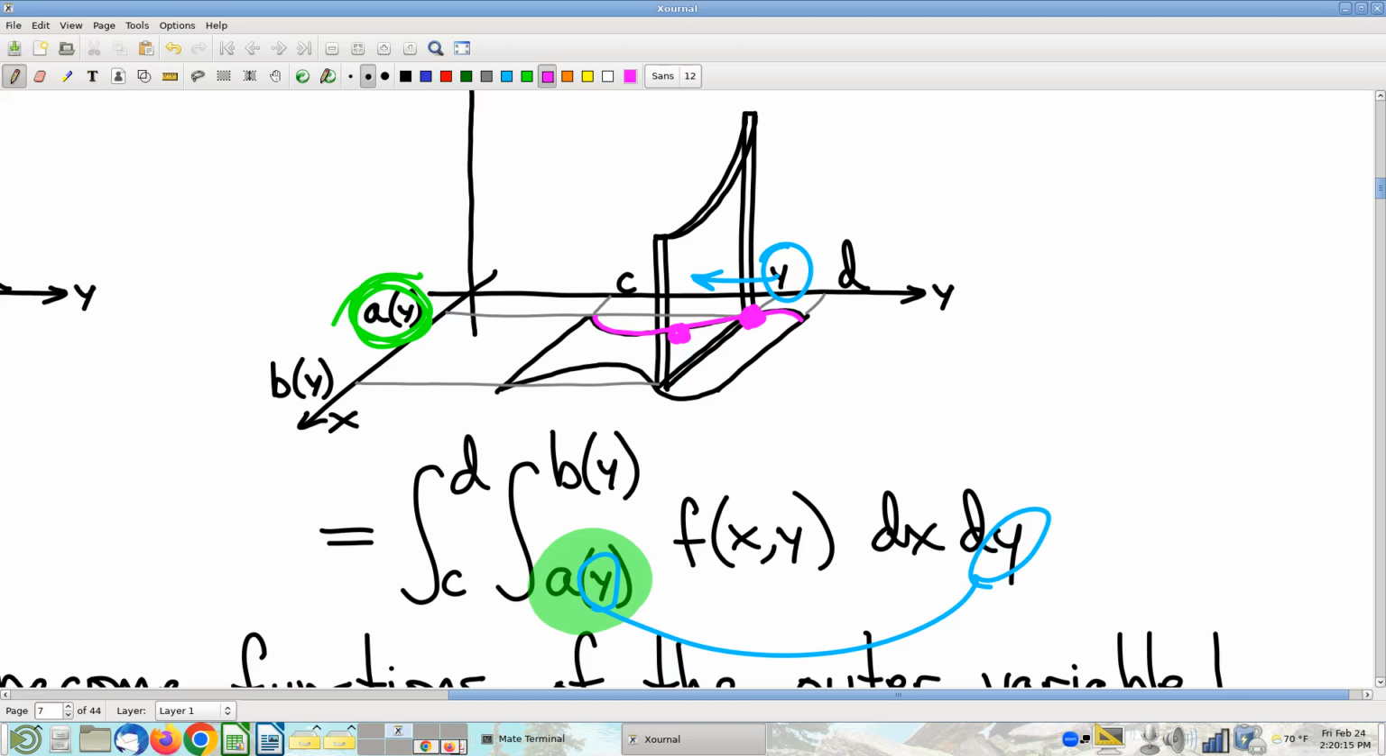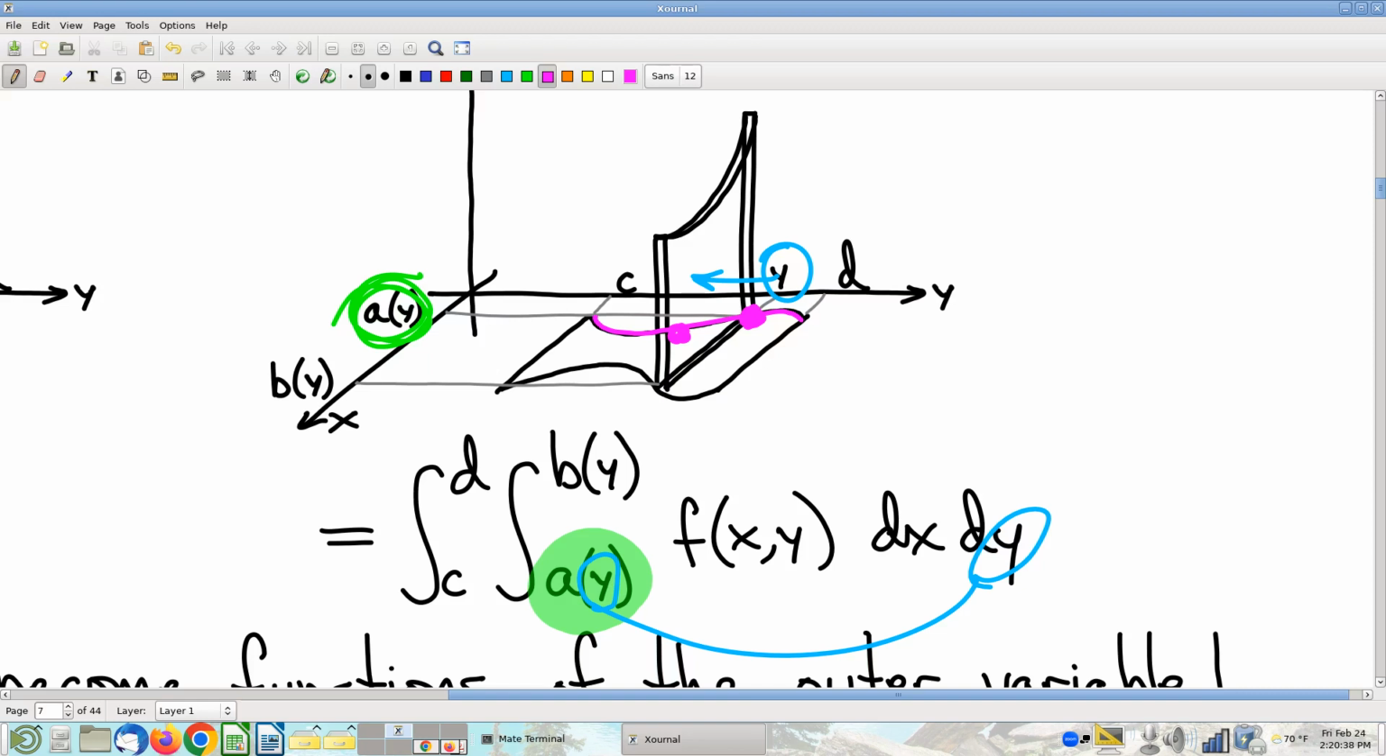So the way, let's see, I'll say it like this. The value of A depends on Y, so it's a function of Y. Does everybody see that? Likewise for the upper bound, of course. Okay. All right, next thing I want to point out.